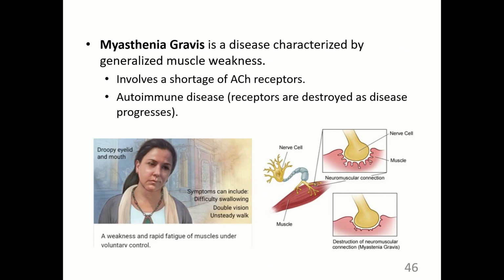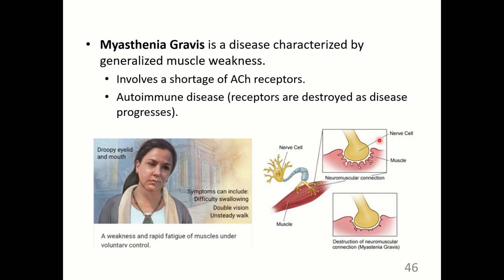Myasthenia gravis is a disease characterized by generalized muscle weakness. It involves a shortage of acetylcholine receptors. It is an autoimmune disease, and the receptors are destroyed as the disease progresses. Symptoms include a droopy eyelid and mouth, difficulty swallowing, double vision, and unsteady walk. It is a weakness and rapid fatigue of muscles under voluntary control due to the loss of acetylcholine receptors.